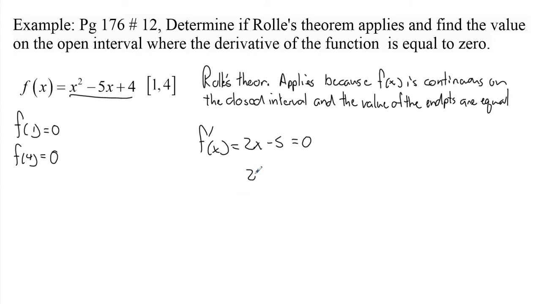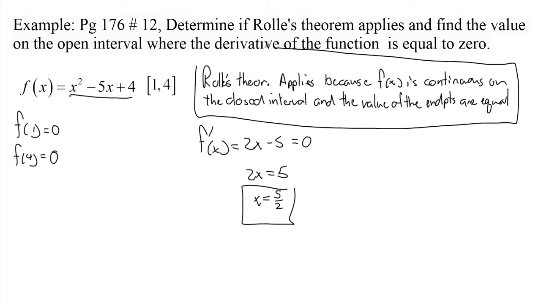So I add 5 to both sides. 2x equals 5, and then x would be equal to 5 over 2. And certainly 5 over 2 is 2.5, which is between these two. So there's the second part. And we are done. Let's look at this next one.